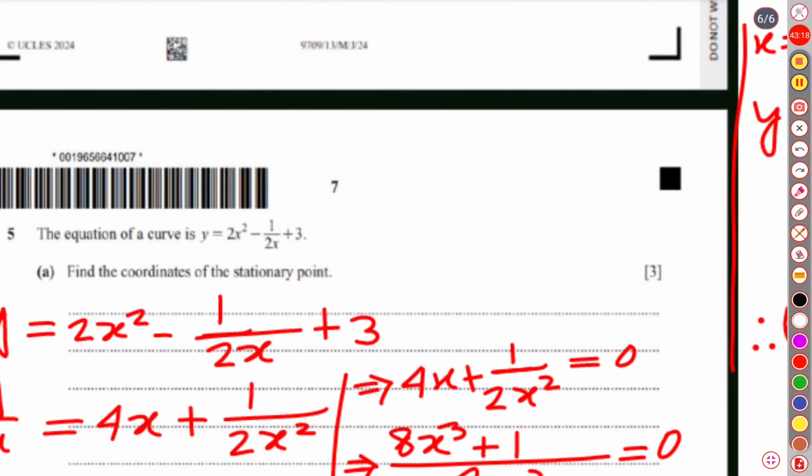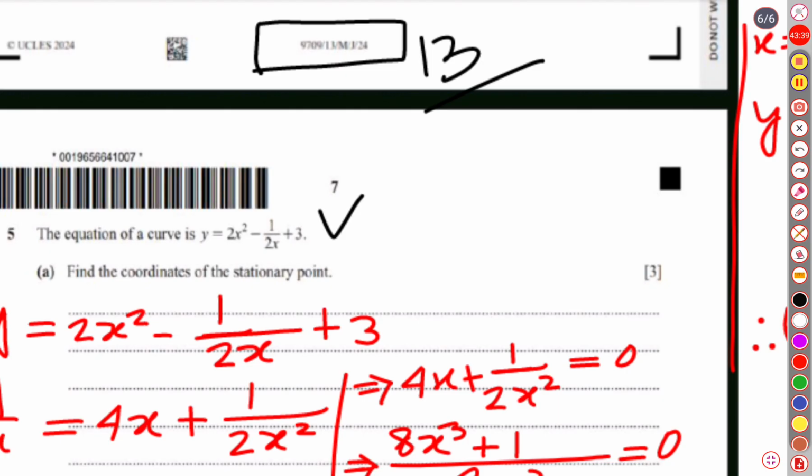This question belongs to paper 9709 slash 13 May June 24. That means this is an A level question paper of pure maths 1, paper 13, May June 2024. Well, the question says the equation of a curve is y equal to 2x square minus 1 over 2x plus 3. Well, find the coordinates of the stationary point.